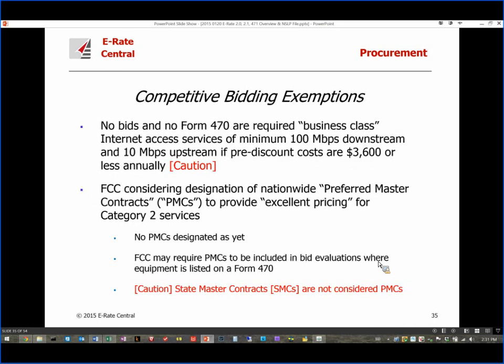Competitive bidding exemptions. There was a provision made that no 470 was required if you were using business class internet access services, minimum of 100 megabit down, 10 megabit up, if the pre-discount costs are $3,600 or less annually.